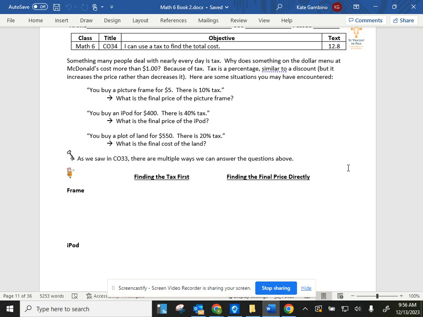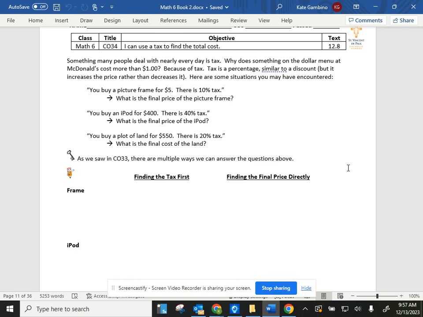So this is, again, real world stuff that we're getting into, stuff that we will use when we go out to the stores, when we go out to eat. And we say, oh, I want to go out with my friends and get some hot chocolate and maybe a muffin. I've got so much money. You have to make sure you factor in the tax that's going to be included on it. So we're going to find out how to do that.